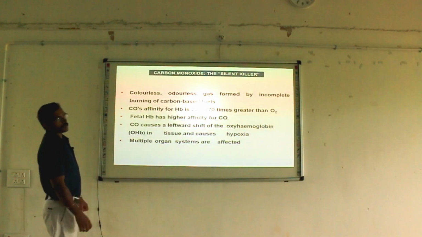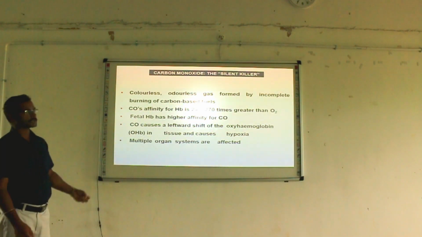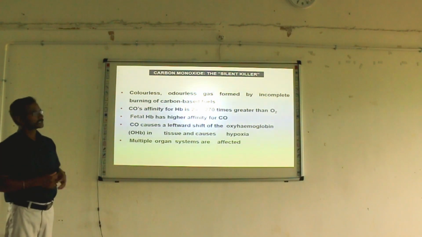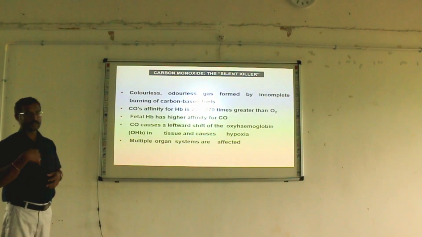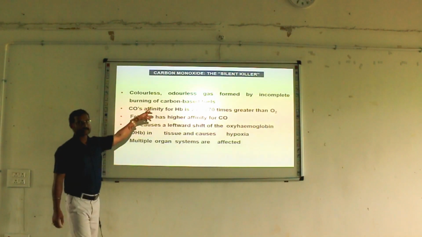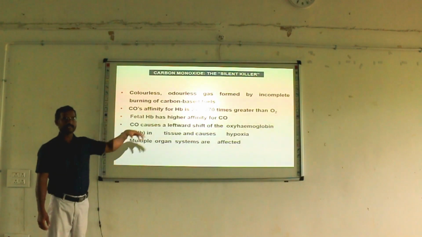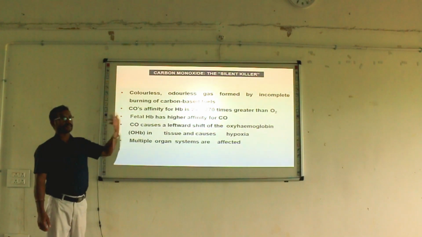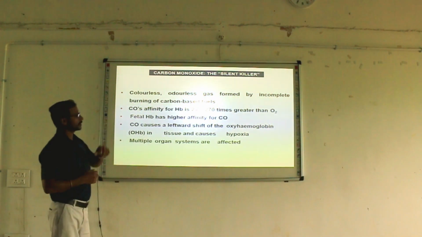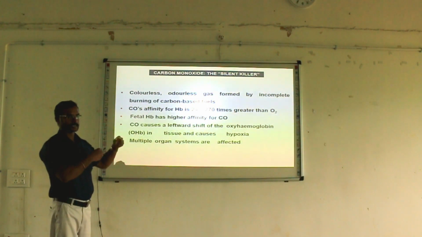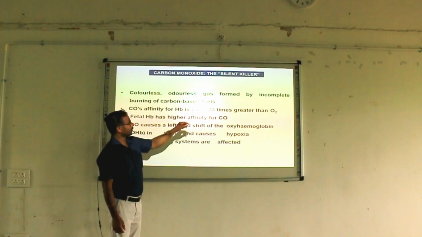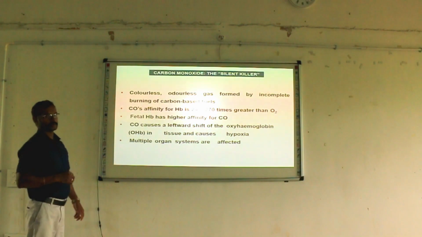And carbon monoxide: among all the pollutants, carbon monoxide is one of the most important and dangerous gases. This is a silent killer. It is emitted from vehicles and from burning materials like carbon-source materials; once burned, they release carbon monoxide that will affect our health. It is colorless and odorless, a gas formed by incomplete burning of carbon-based fuels. That one we know is vehicles. Then carbon monoxide's affinity to hemoglobin is 240 to 270 times greater than O2.